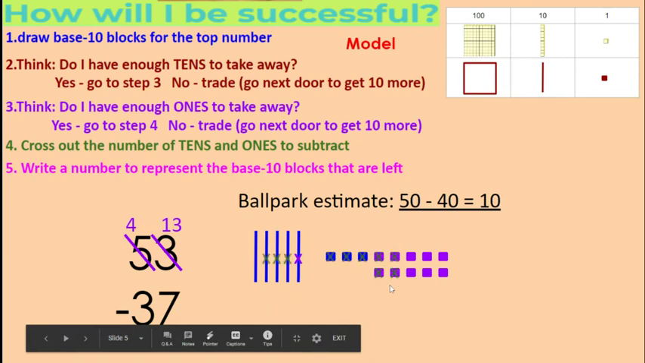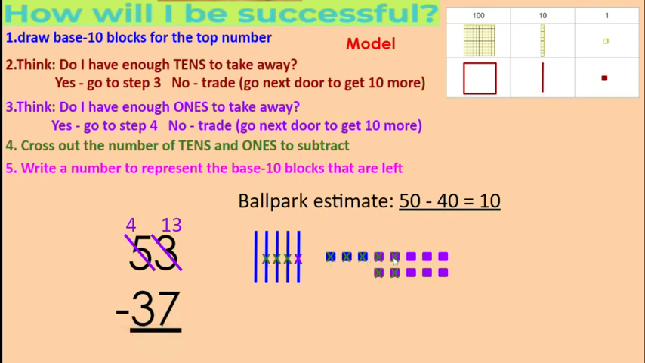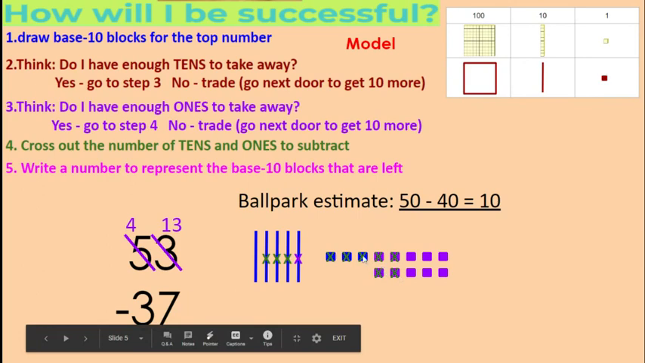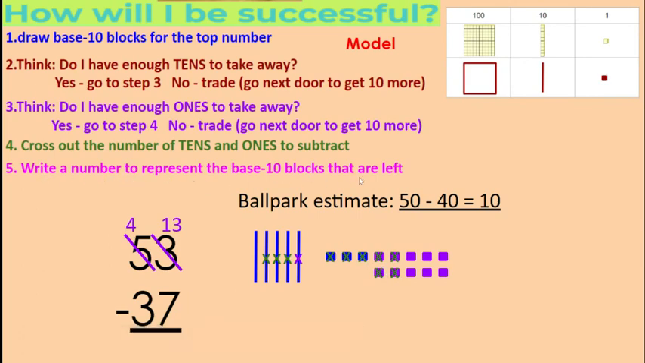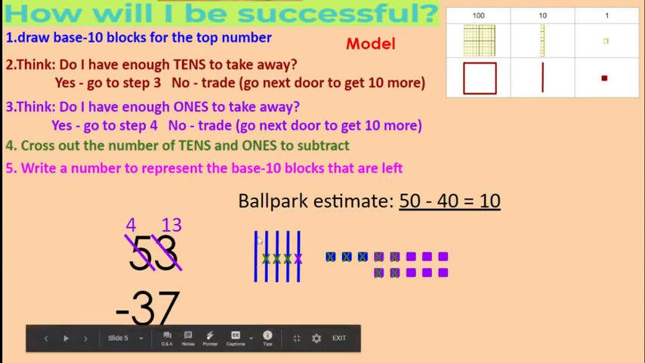So crossing off 3 10s and 7 cubes, you can double check. 1, 2, 3. 1, 2, 3, 4, 5, 6, 7. And the last step is to write a number to represent the base 10 blocks that are left. I see there is 1 10 left, and there are 6 cubes. So a 10 and 6 cubes is 16.